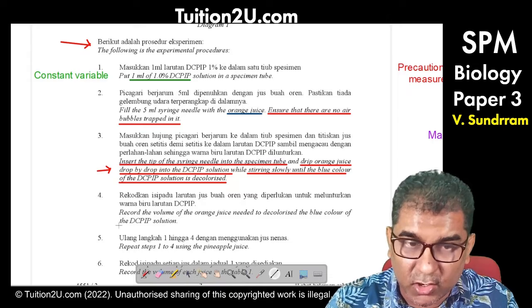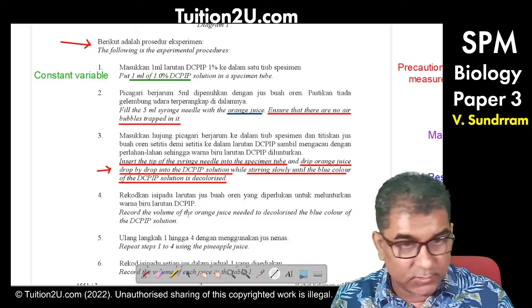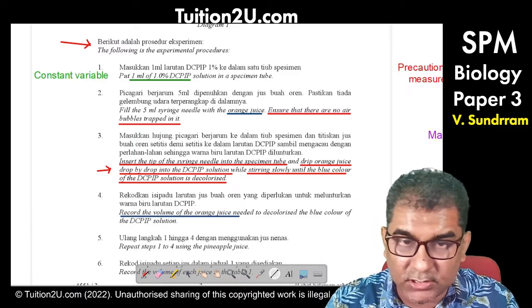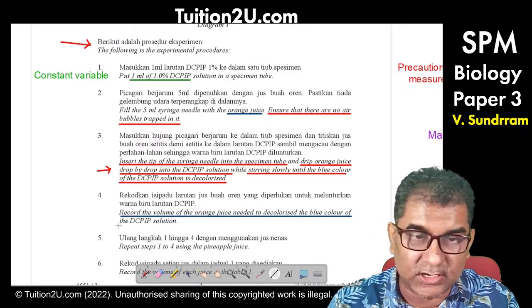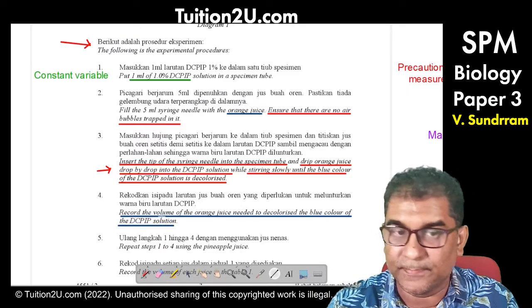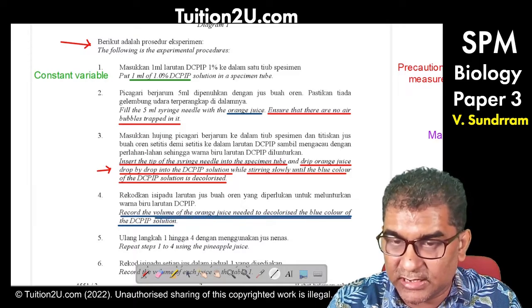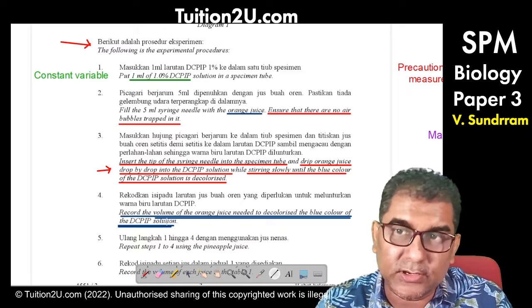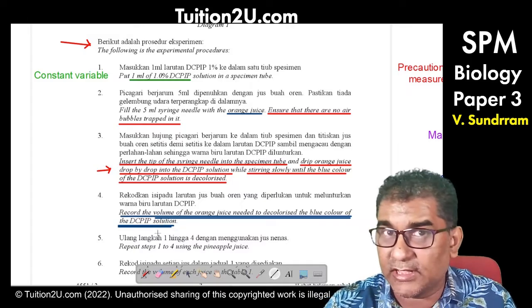You need to record the volume of orange juice needed to decolorize the blue color of DCPIP solution. So the volume of orange juice needed to decolorize the blue color of DCPIP is the responding variable. You can get it from the instruction, responding variable.